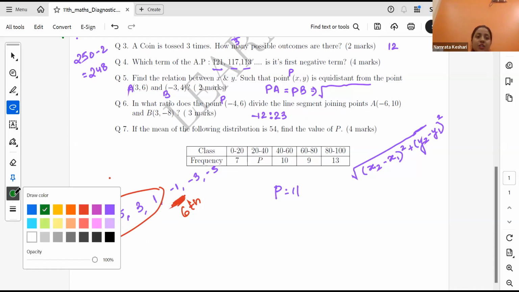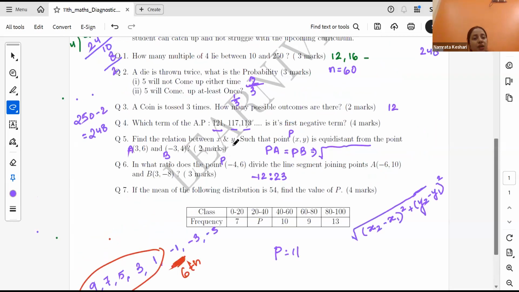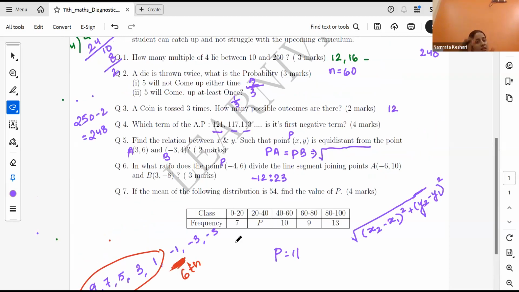The same question is asked in the question. An AP is given to you: 121, 117, 113. As you can see, it is continuously decreasing and will keep on decreasing, and there will be a moment when you will start getting negative numbers. But what is that first place? Sixth place, seventh place, 20th place, 24th place, 28th place, where you notice a negative number for the first time? Making sense? First negative term means what?